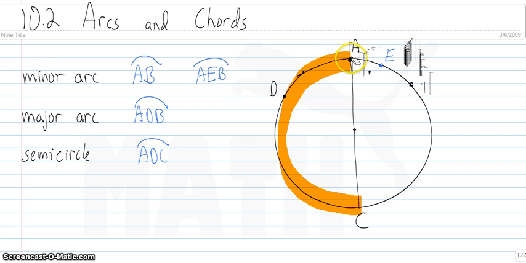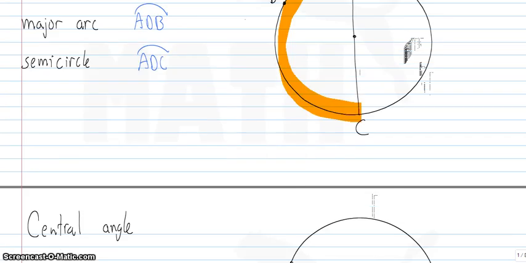Semicircle will always have endpoints that are on the circle, and if I connected those points together to make a segment, that segment should pass through the center of the circle, making AC then a diameter.